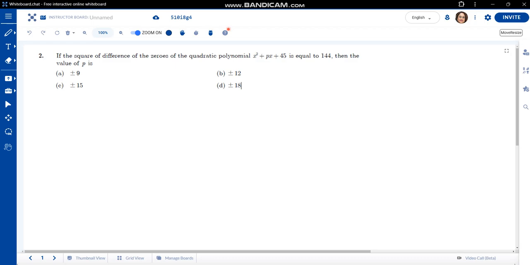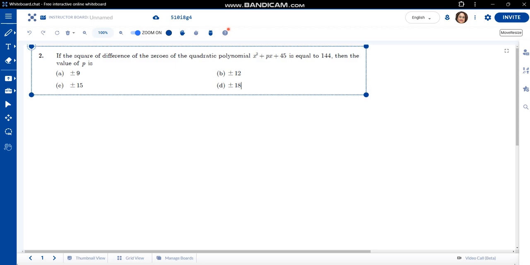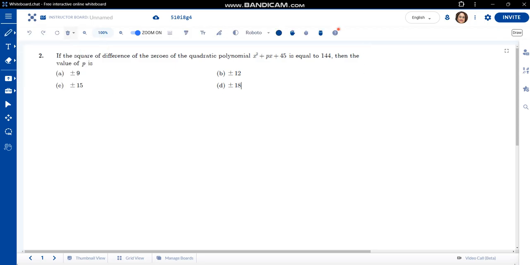This is an MCQ based question. We'll get this in section A. Okay, let us start. So let us read the question first. If the square of difference of the zeros of the quadratic polynomial x square plus px plus 45 is equal to 144. So what does that mean? Square of difference of the zeros. Okay, so let us start with the solution.